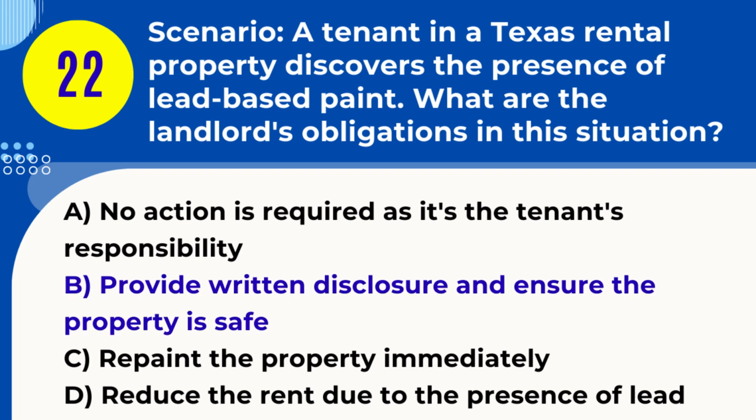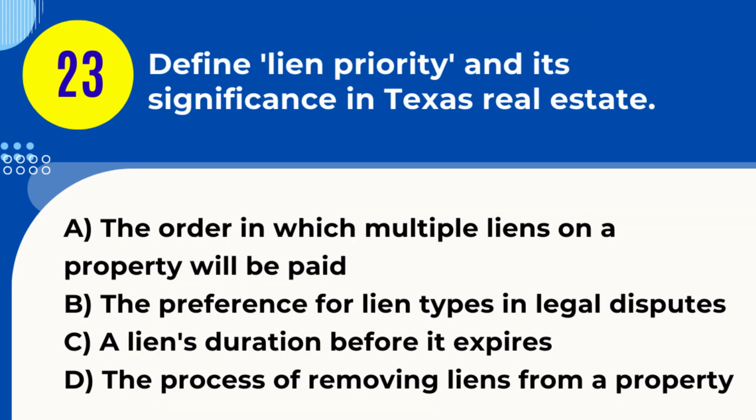Answer. B. Provide written disclosure and ensure the property is safe. Explanation. In Texas, if lead-based paint is discovered in a rental property, the landlord is obligated to provide the tenant with written disclosure about its presence and take necessary steps to ensure the property is safe, especially if there's a risk of exposure.